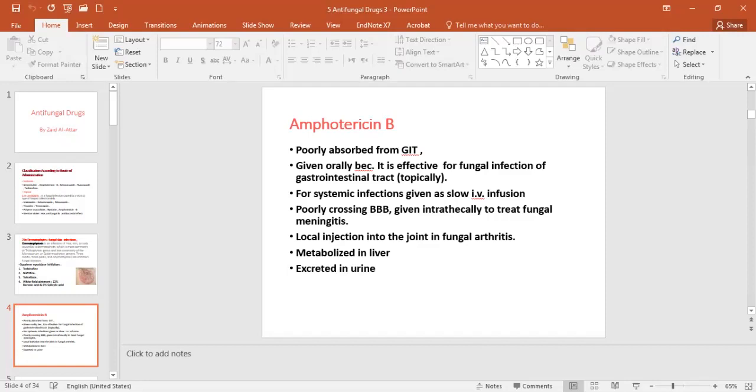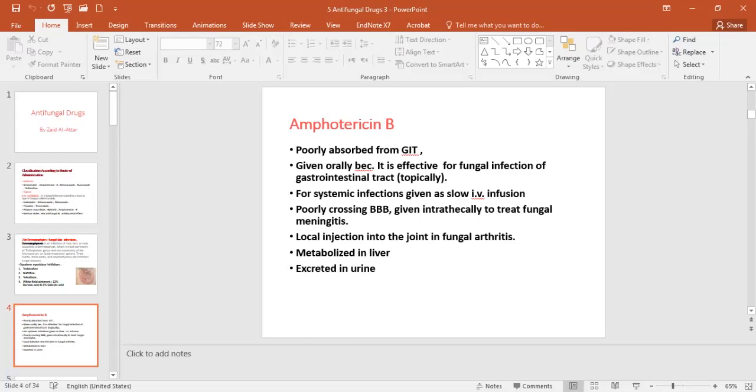موضعي. إذا تريد تحصل good systemic effect for systemic infections مثلا infections of the liver مثلا as we said before, it should be given by slow IV infusion. أيضا عندنا مشكلة ثانية مع أنه it crosses the blood-brain barrier poorly and thus should be given intrathecally to treat fungal meningitis. ما يفيد تعطيه IV for fungal meningitis, you should give intrathecally. بعد اكو استعمالات اخرى ايضا الفنجل arthritis. هنا it should be given locally inside the joint, local injection into the joint to treat fungal arthritis.